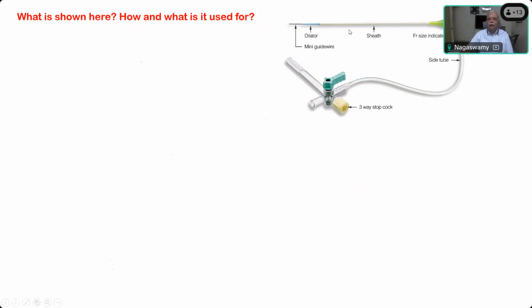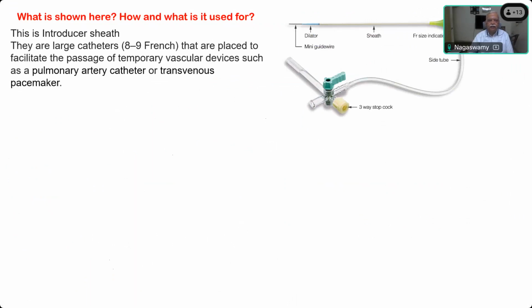Here it is, all the parts are given. It's a sheath, there's a dilator, there's a guide wire, there is a French size indication, there is a side arm, and a vascular stop. It is a sheath which can be inserted in the central line. This is called the vascular introducer sheath. They are large catheters which are of 8 to 9 French.